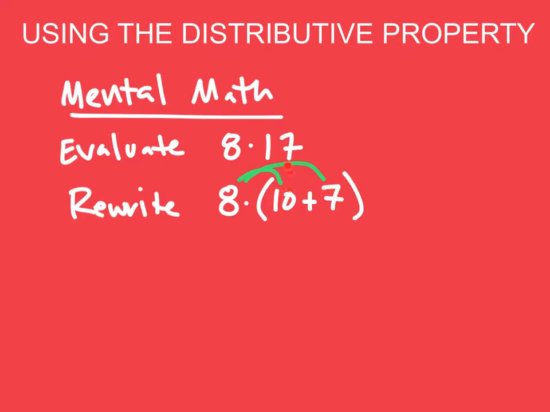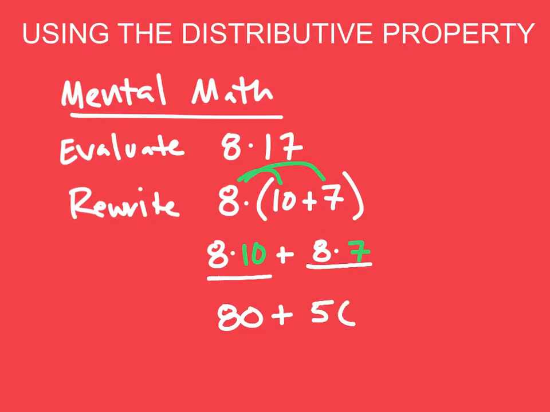All right, 10 plus 7 gives me 17. All right, so that's true. This works. But what I can now do is I can now do 8 times 10 and then plus 8 times 7. Now, 8 times 10 is a little bit more manageable. This should be some math that we know how to do. So 8 times 10 is going to give me 80. And then 8 times 7 is going to give me 56.